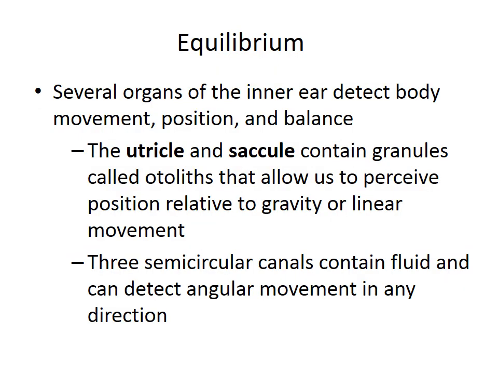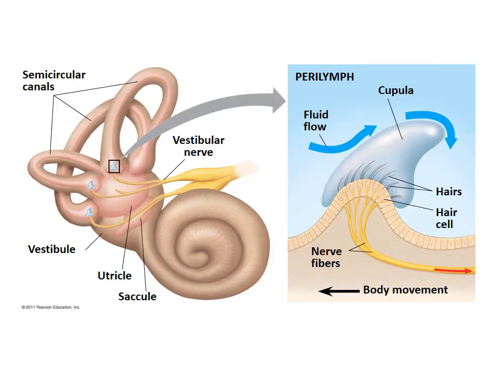Equilibrium. So several organs of the inner ear detect body movement, position, and balance. The utricle and the saccule contain granules called otoliths that allow us to perceive position relative to gravity or to linear movement. 3 semicircular canals contain fluid and can detect angular movement in any direction. So these are our 3 semicircular canals. Yes, 1, 2, 3, and they're in 3 different directions. So this is the XY direction, we all know, and then the Z direction. So we always know where we are in space.